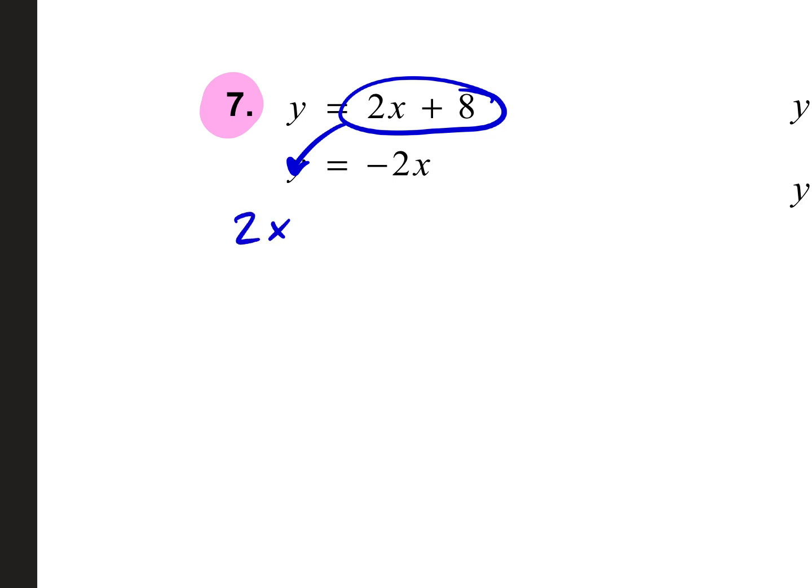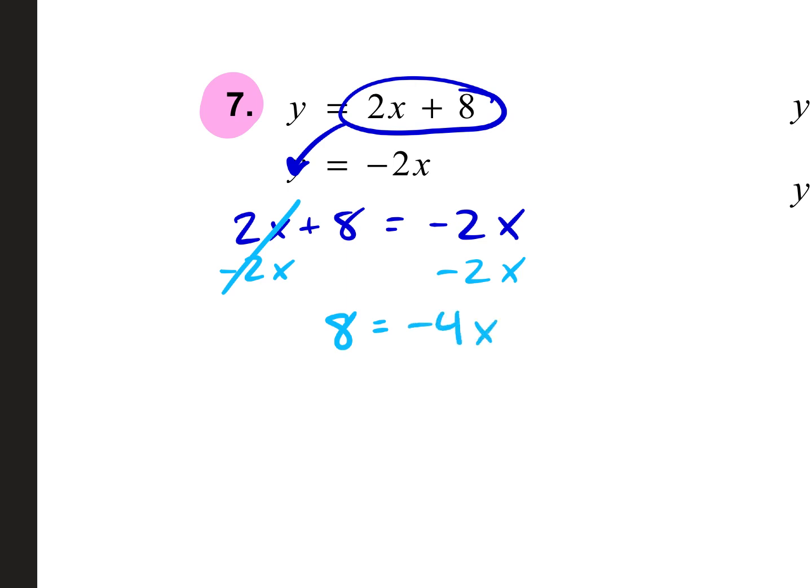So I have 2x plus 8 is equal to negative 2x. I did it in reverse. I used the first equation and I moved the x onto the other side. What should I do next? Subtract the 2x on both sides, because I want my numbers on one side, the x's on the other. What's negative 2x minus 2x? Negative 4x.